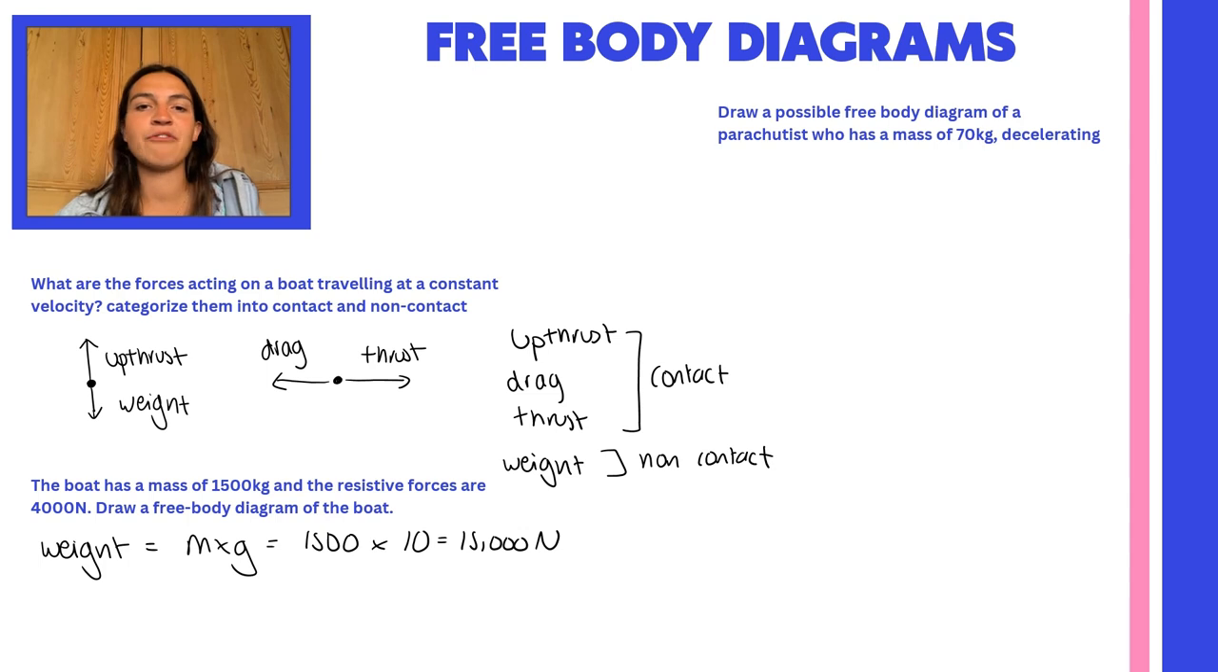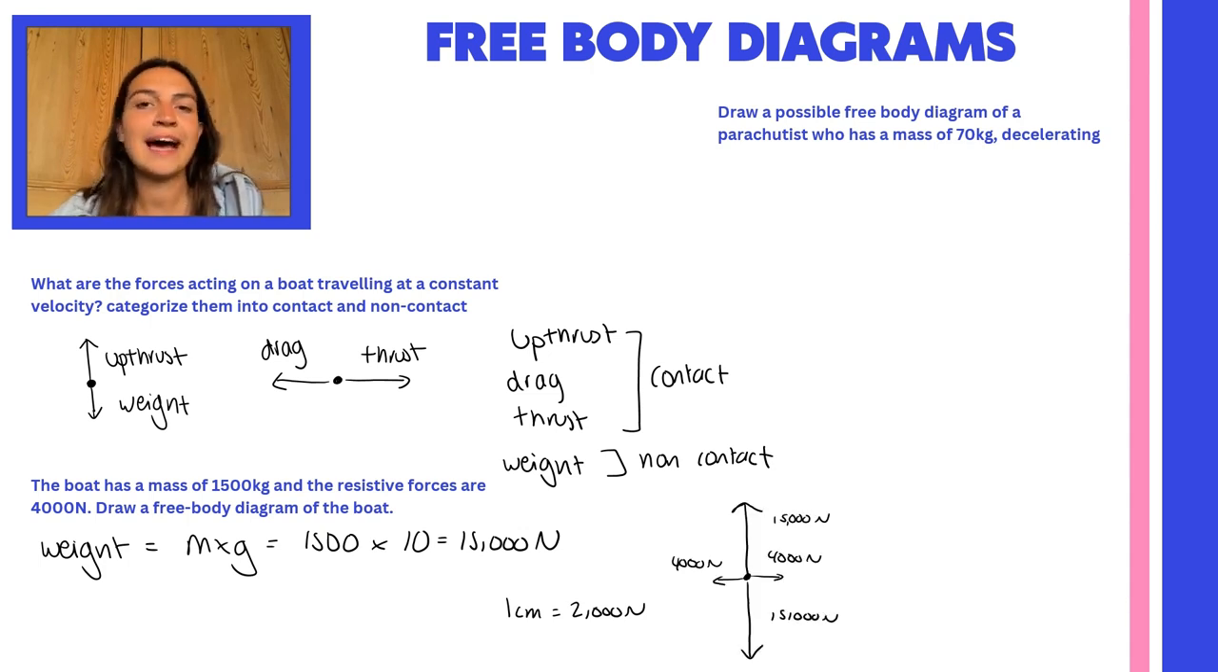So now I have all of my forces. I need to pick a scale for my diagram. So maybe I'll say that 1 centimetre line is equal to 2,000 newtons. And then I can go ahead and draw my diagram here. So the 4,000 newtons resistive force needs to be equal to the 4,000 newtons thrust, and because that's 4,000 newtons, those two lines should be 2 centimetres long, and then my 15,000 newtons line should be 7.5 centimetres long.